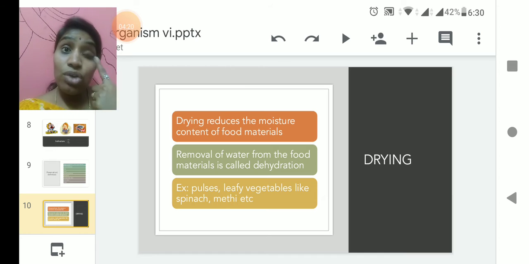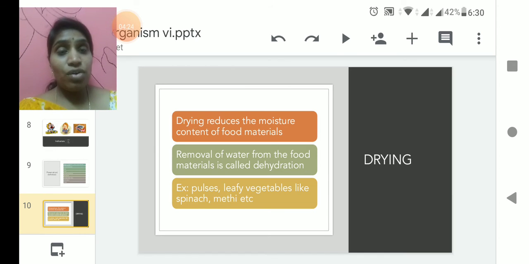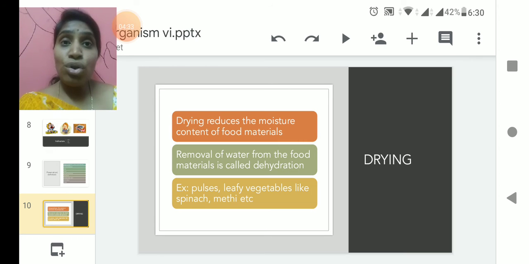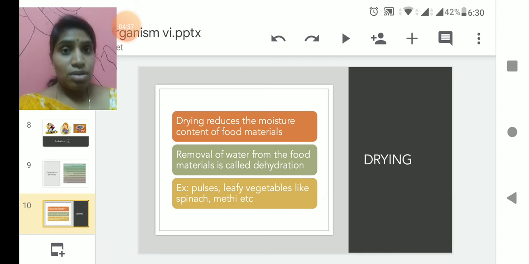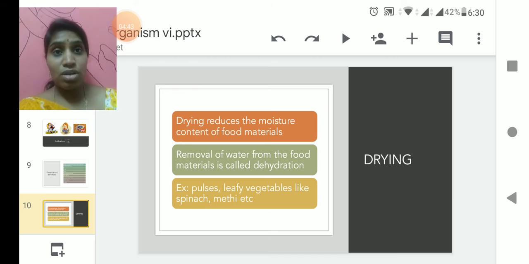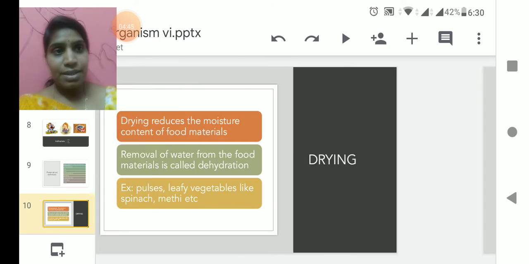And you also use dried vegetables and fruits, even fruits also, and almonds, and mangoes, yes. So drying is one of the processes used for preservation, right?